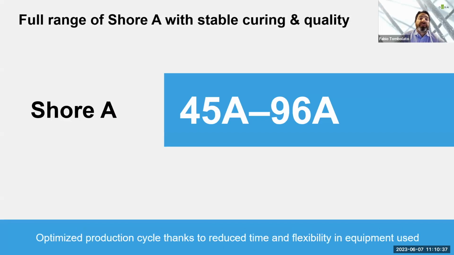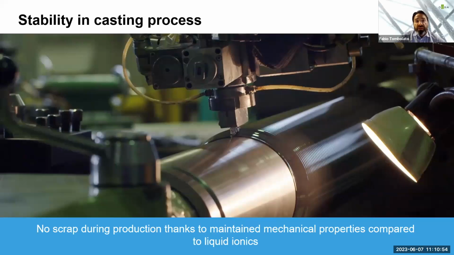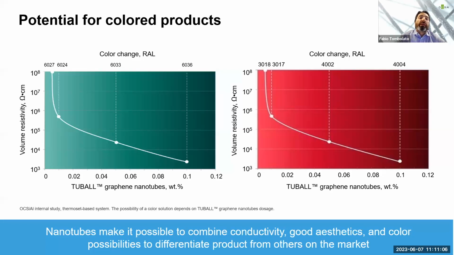As I told you, graphene nanotubes are namely inert from a chemical point of view, so they will not affect the curing process. And it is possible to achieve the full range in terms of Shore A for your composite material, for your thermoset material. Furthermore, thanks to the very low working dosage, they will not have a negative effect on the casting process of your material. As I told you, one important property that you can achieve using graphene nanotubes is color.